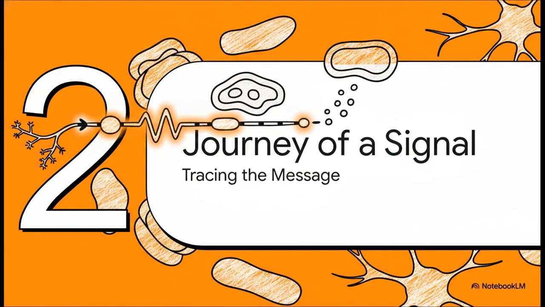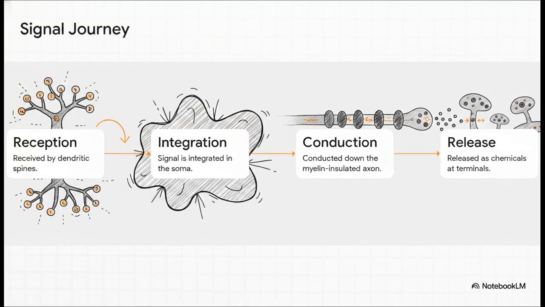Moving right along, Section 2, Journey of a Brain Signal. Let's trace the message. So the crucial point here is tracing the sequential journey of a signal. It's kind of like a highly coordinated relay race. First, the signal lands on the short outgrowths called dendritic spines, which increase the surface area for reception. Step 2, that information travels into the soma, where it's integrated. Step 3, if the signal is strong enough, boom, it fires down the axon, speeding along thanks to that myelin insulation. Finally, in Step 4, it hits the presynaptic terminals, also known as end bulbs, where it triggers the release of chemicals across the junction to the next cell.